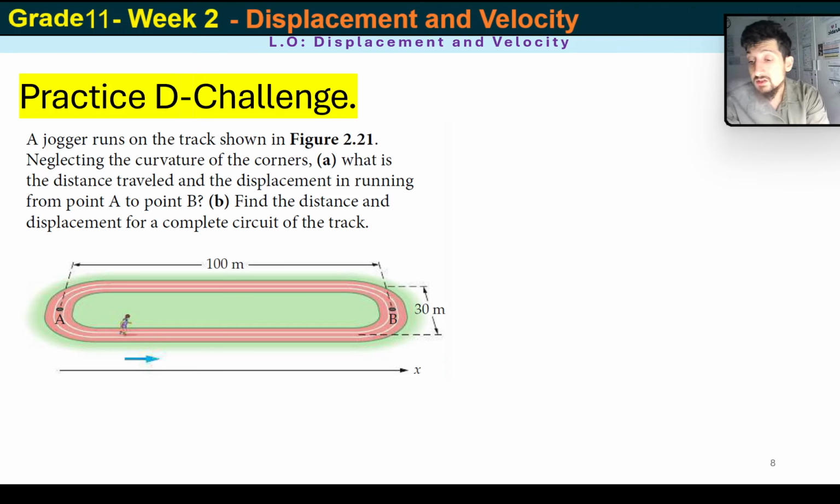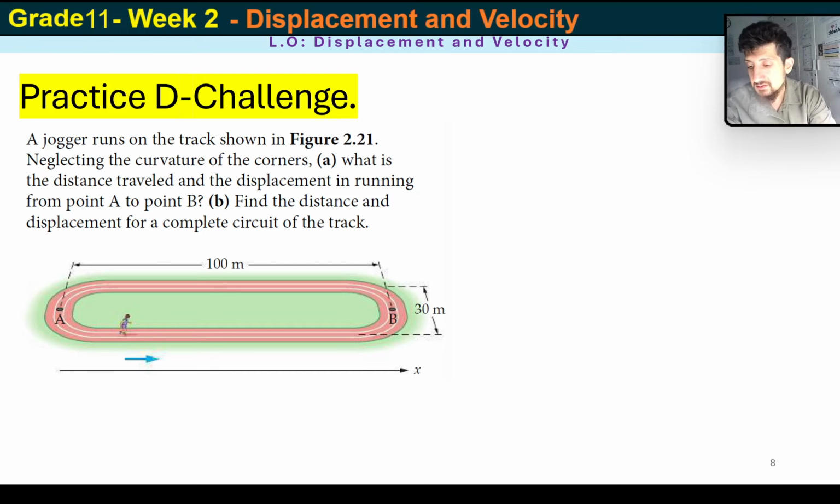A jogger runs on the track shown in this figure below, neglecting the curvature of the corners. That means you neglect these curves. What is the distance traveled and the displacement in running from point A to point B?